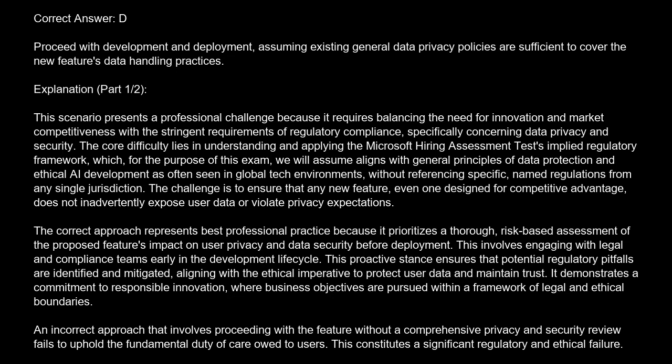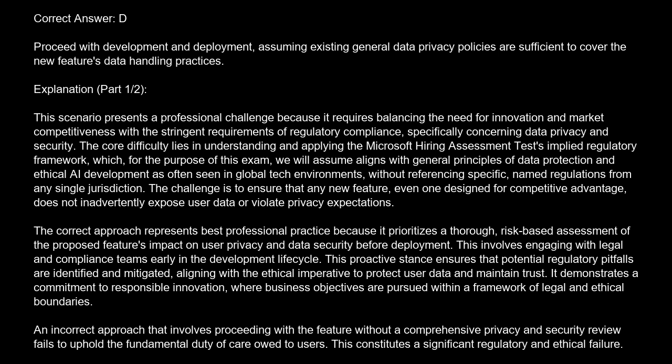The correct answer is D. Proceed with development and deployment, assuming existing general data privacy policies are sufficient to cover the new feature's data handling practices. Explanation. This scenario presents a professional challenge because it requires balancing the need for innovation and market competitiveness with the stringent requirements of regulatory compliance, specifically concerning data privacy and security.